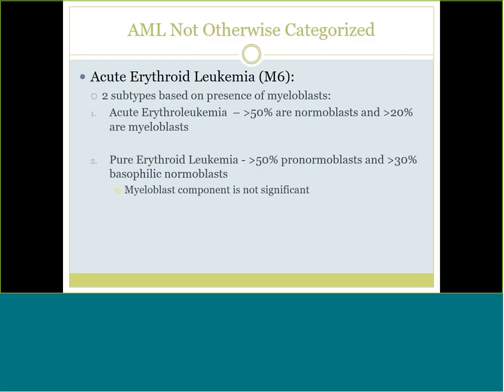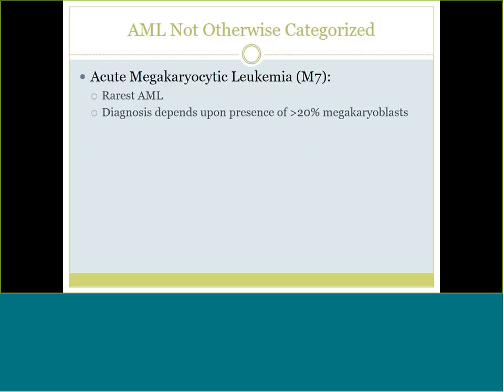So that is M6. And then finally, M7 is acute megakaryocytic leukemia, so affecting the platelet line. That's our last cell line we haven't talked about. Otherwise, we've hit all the other cell lines. M7, very, very, very rare. But again, you're going to see tons of megakaryocytes. So it's that platelet line effect. No stains or anything for you to worry about on this one.